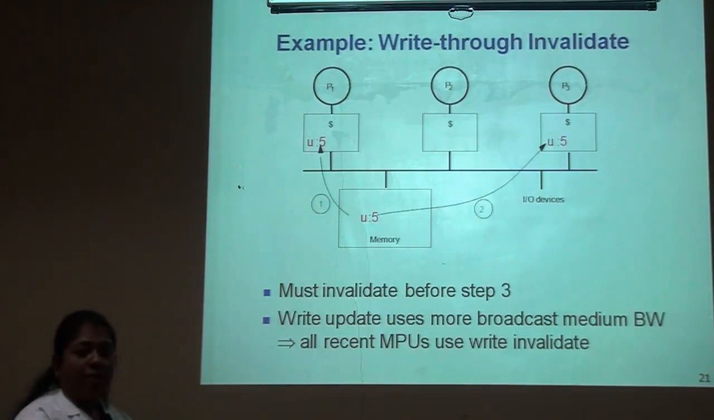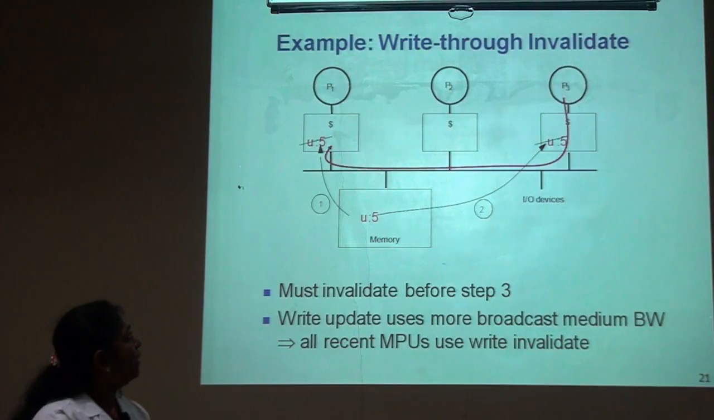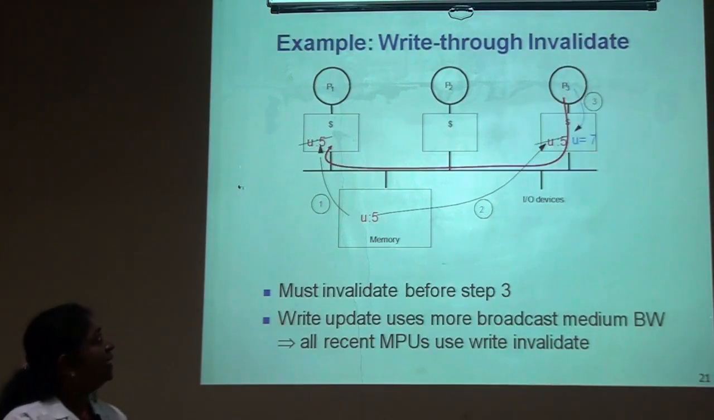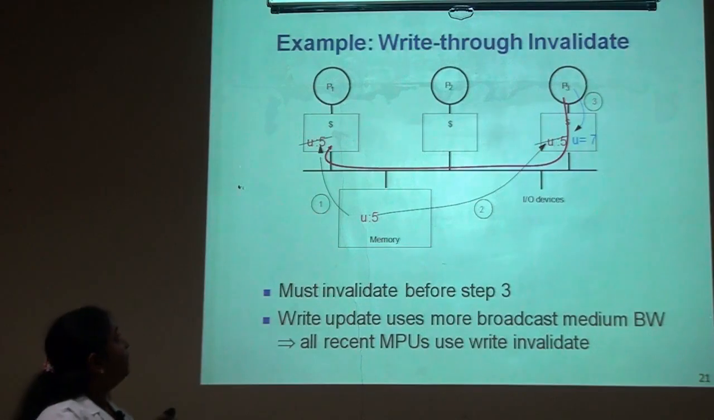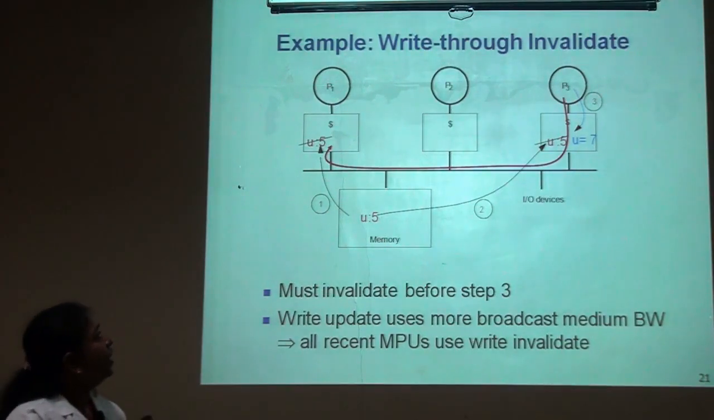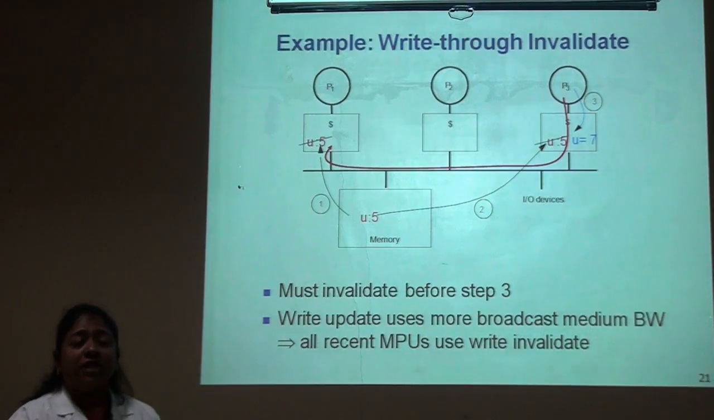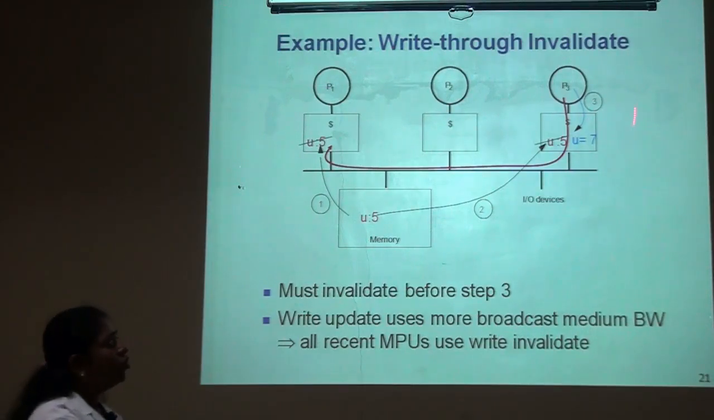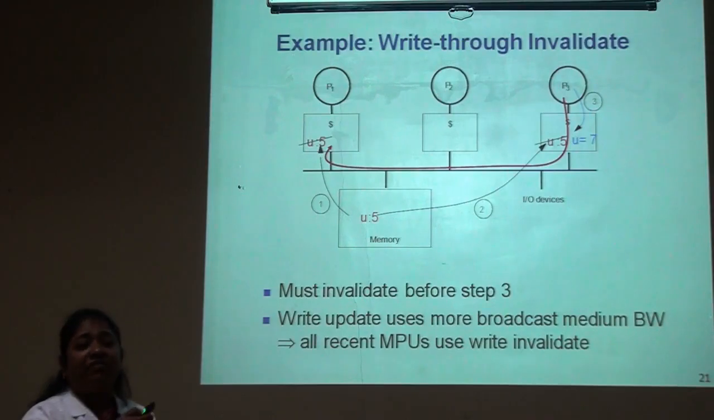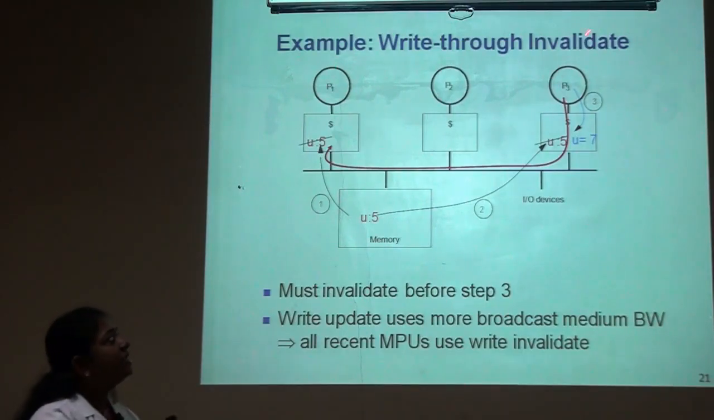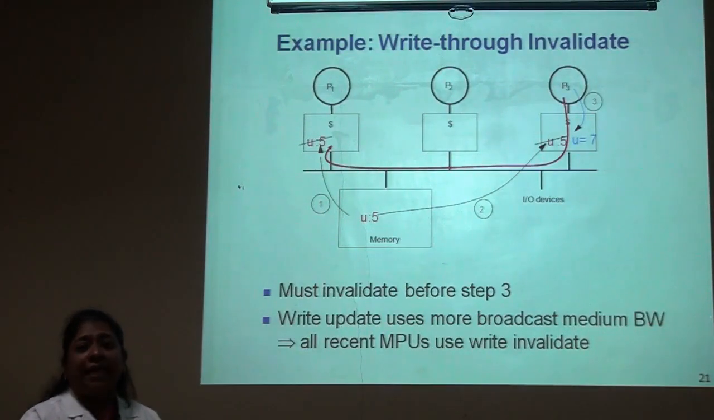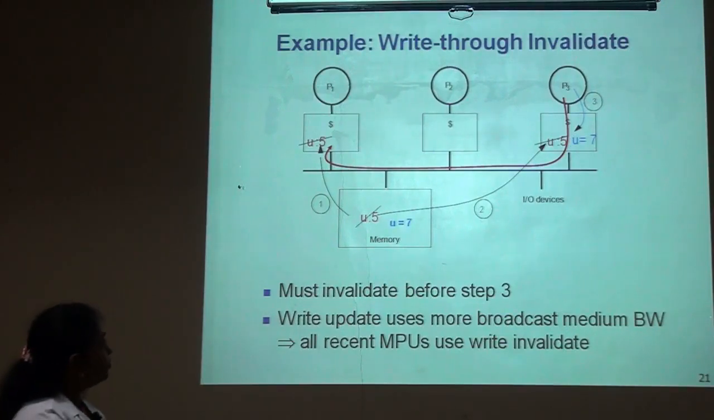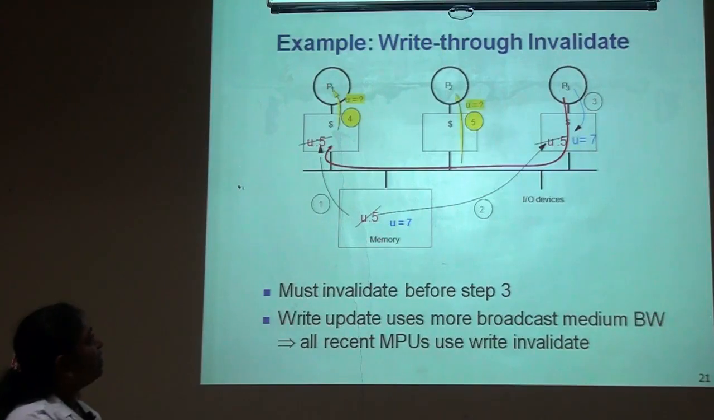The problem has already been discussed; now how can it be solved? For that purpose we have write through invalidate. Suppose processor P1 accesses the data, u is equal to 5. If processor P3 wants to update the data, it issues an invalidate to processor P1. Then it updates the data. After the update, processor P3 issues the write update. Write update means all the processors get the updated values.